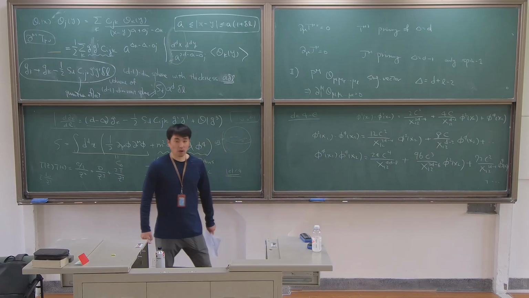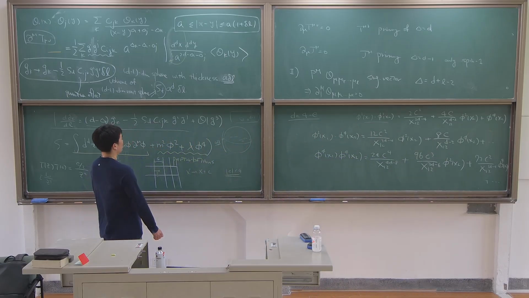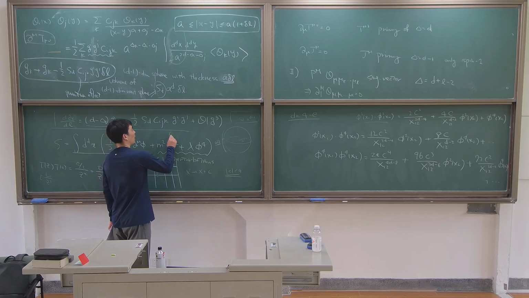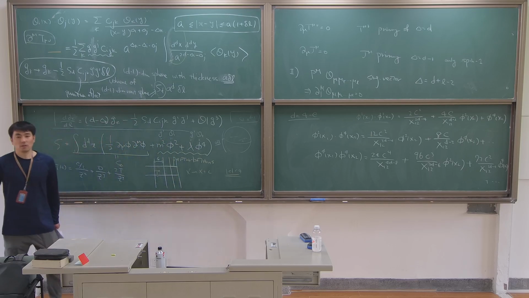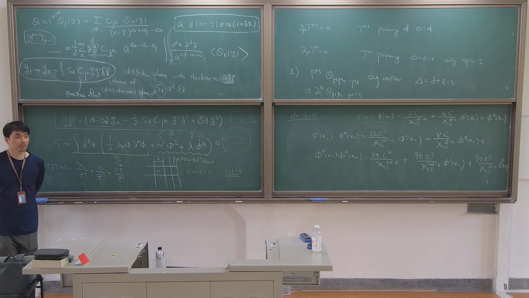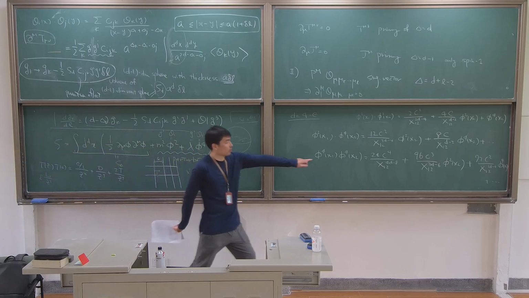Those are the OPE of these two terms. So I treated this guy as O1, I treated this as O2. Okay, and this is the G1, and this is G2. So those are the OPE. So how do you get this 24?